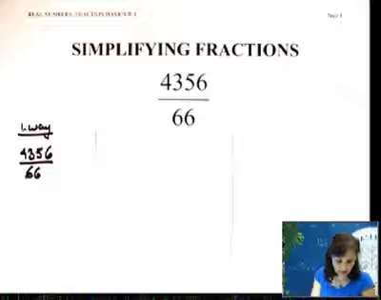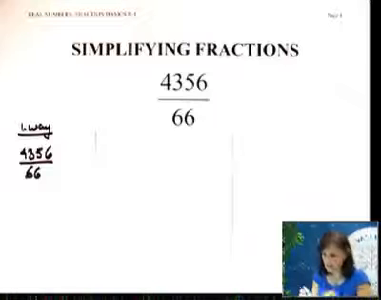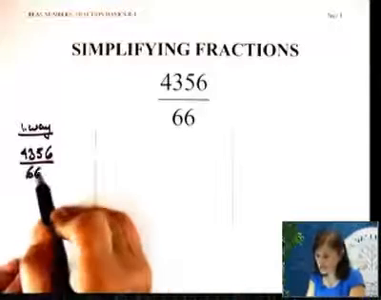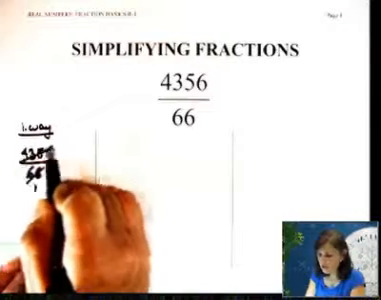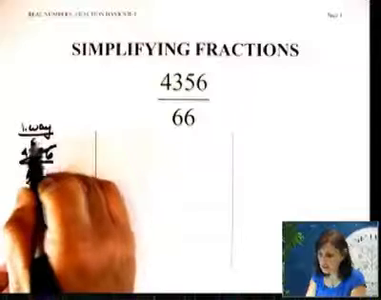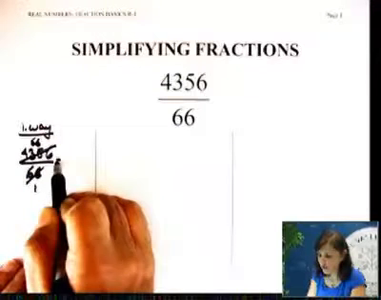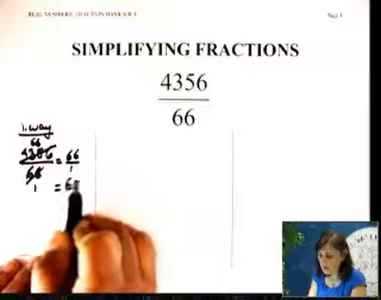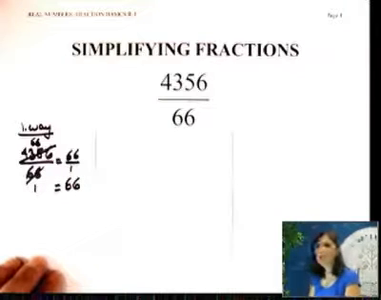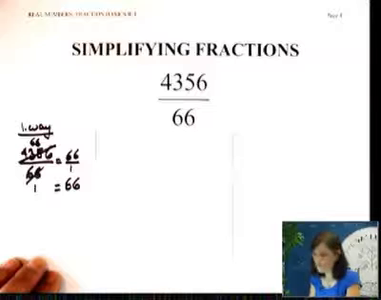I divide 4,356 by 66. 66 divided by 66 is 1. 4,356 divided by 66 is 66. And you're done. 66 over 1, which is 66. That's one way. But it's very unlikely that I will see that with other numbers.